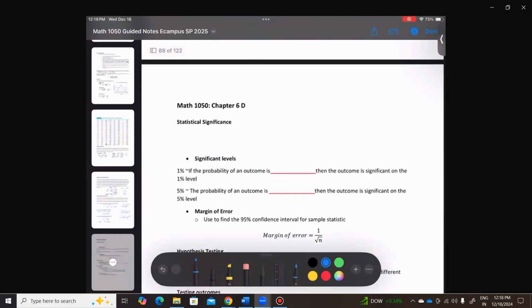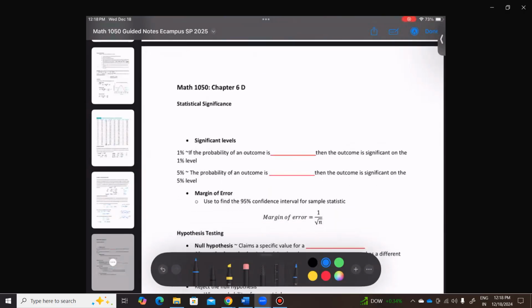All right, in the last section, we'll look at statistical significance, and I'll see you then.